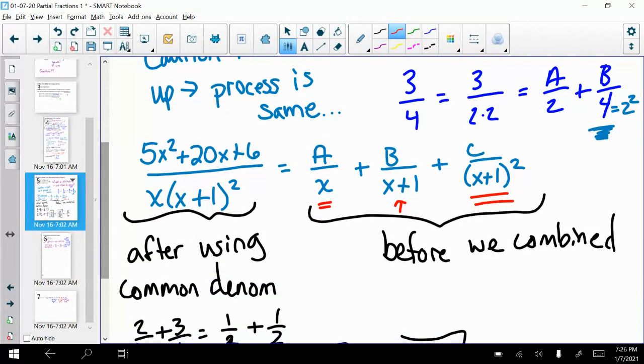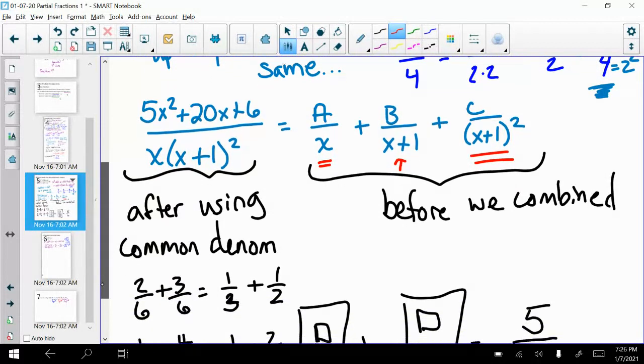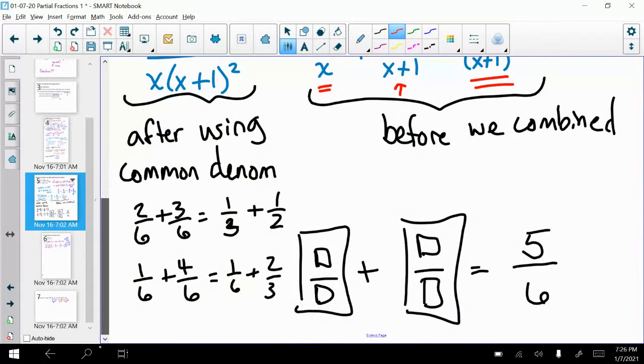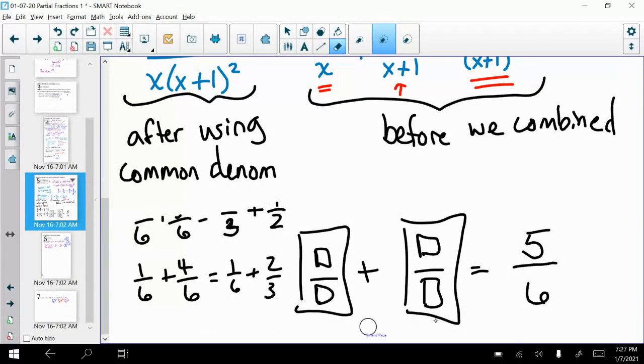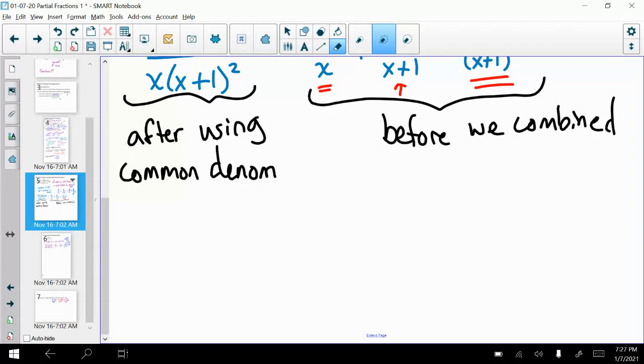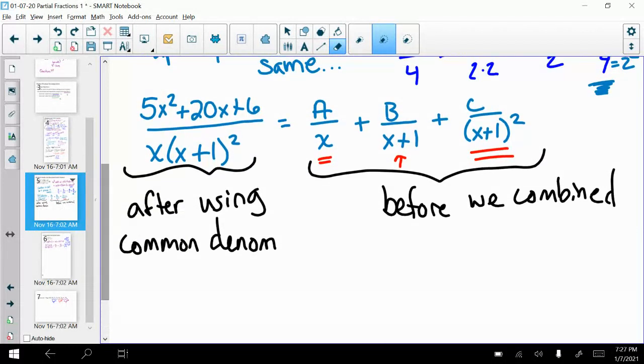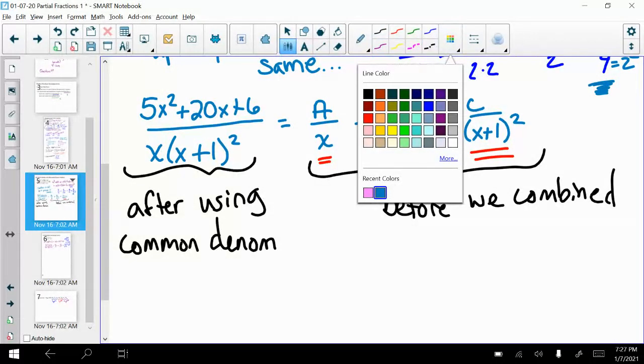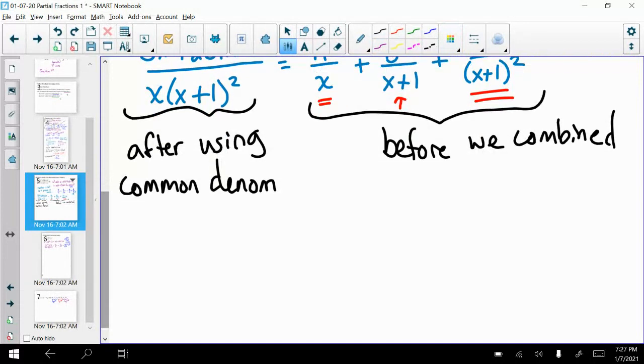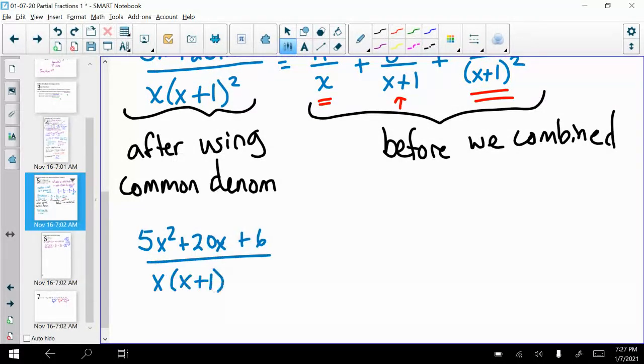Once we get there, it's going to be the same process. So now we want to solve for a, b, and c, and this is going to be true for all x values. We're just going to start by multiplying both sides. So let me erase this. This was just a discussion we were having in class about how we could think about it in terms of regular numbers instead of the algebra, in this idea of undoing the fractions. So I'm going to rewrite this one, in this color: 5x squared plus 20x plus 6, over x times x plus 1 squared.